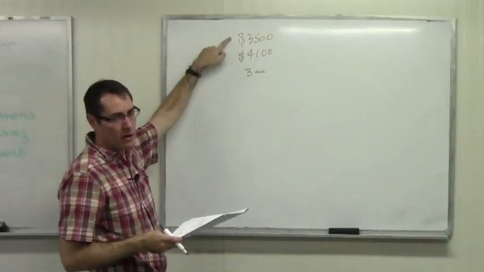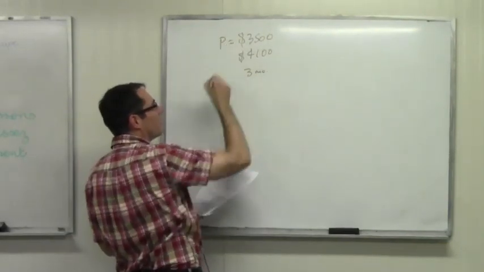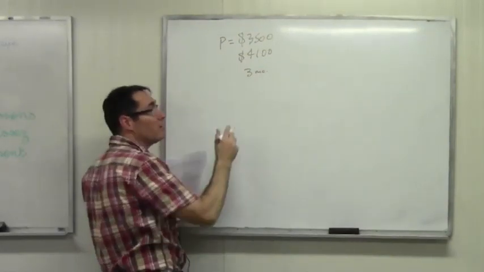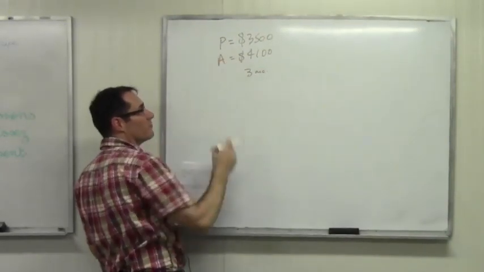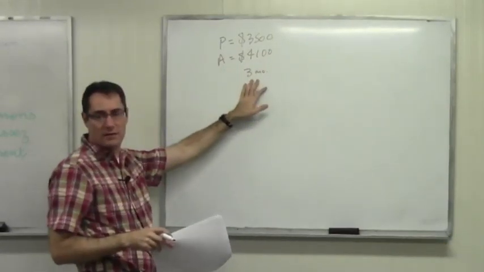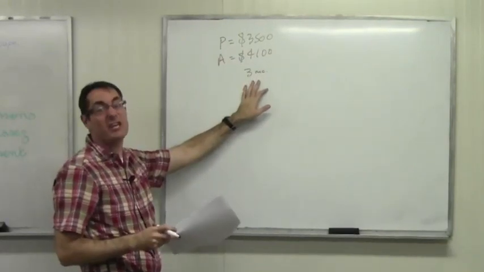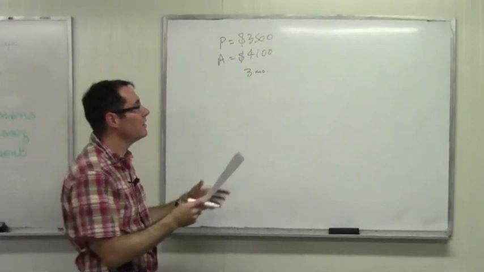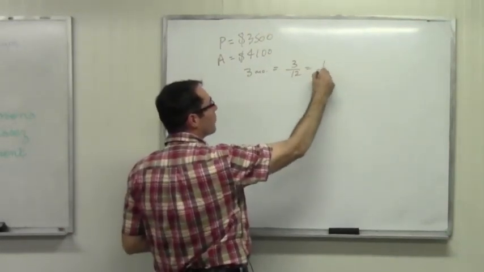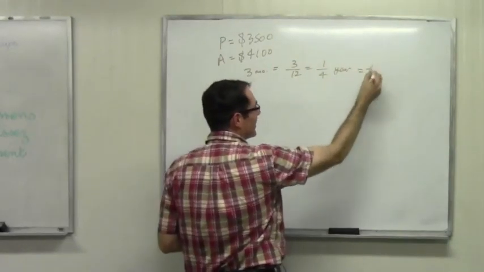What's the 3,500 called? The principal. What's the 4,100 called? You have to pay it in the future, so it's called the future value. A is what we use for future value. The 3 months is what? It's the time, but it's not in the right form yet. It's got to be in years to find a yearly interest rate. So it's going to be 3/12, or 1/4 of a year. OK, and that equals your time.